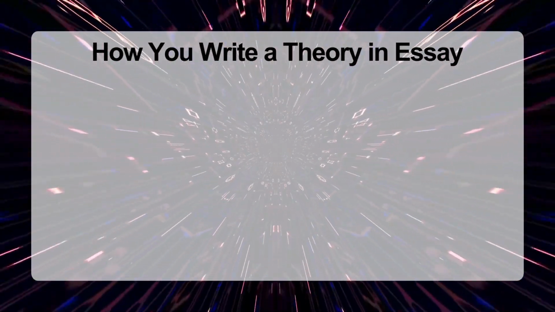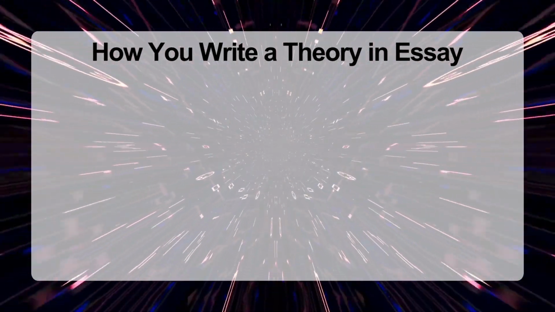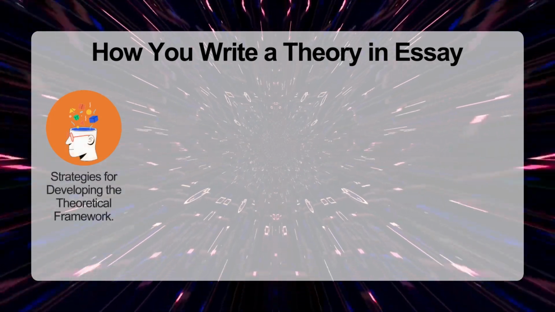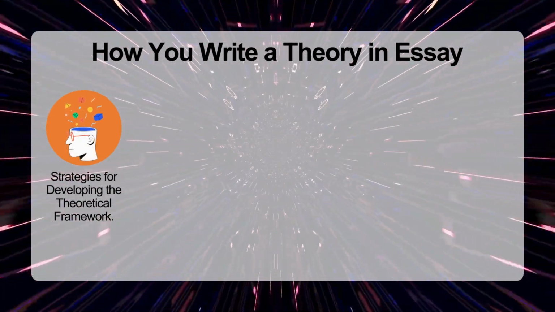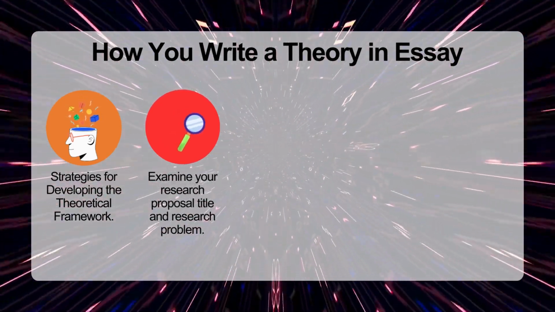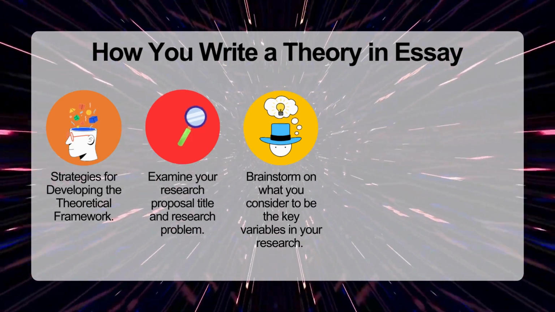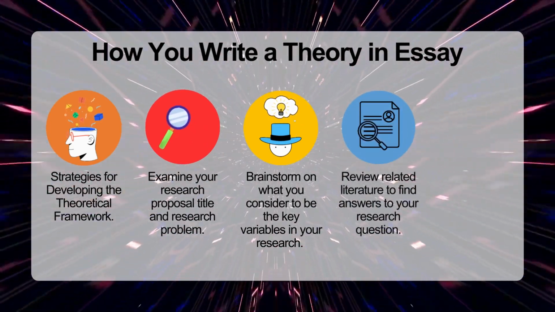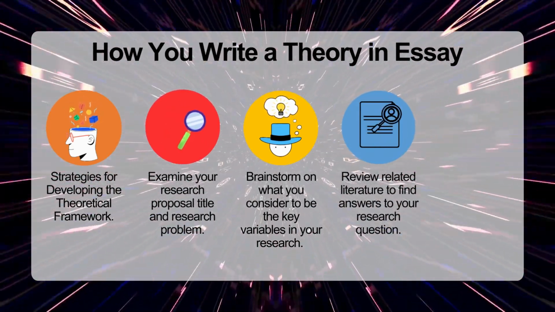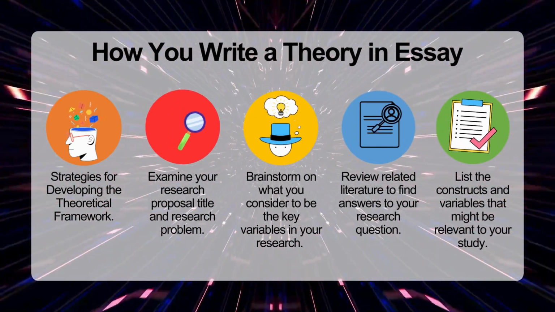Okay, students, now we go to the most crucial part of this chapter, which is how you write a theory in social science research. There are few steps here, which are: 1. Strategies for developing the theoretical framework. 2. Examine your research proposal title and research problem. 3. Brainstorm on what you consider to be the key variables in your research. 4. Review related literature to find answers to your research question. 5. List the constructs and variables that might be relevant to your study.